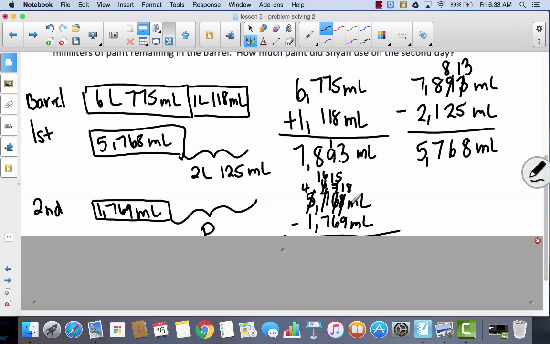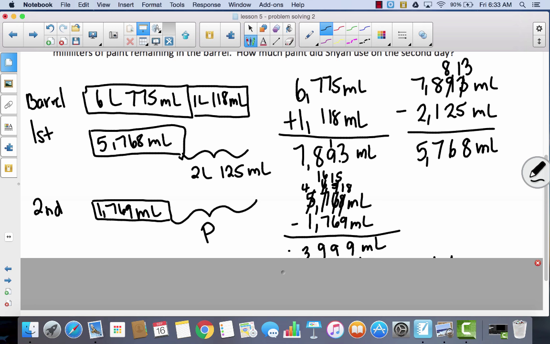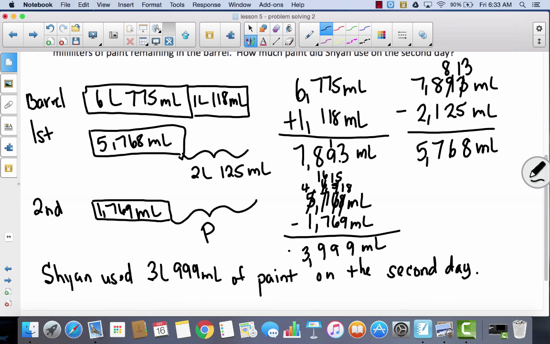Okay, so when I went to find the difference, you can see that I had to decompose 3 different times. I ended up with 18 ones, 15 tens, 16 hundreds, and 4 thousands. And when I found the difference, I ended up with 3,999 milliliters. So when I wrote my statement, I wrote Cheyenne used 3 liters, 999 milliliters of paint on the second day.